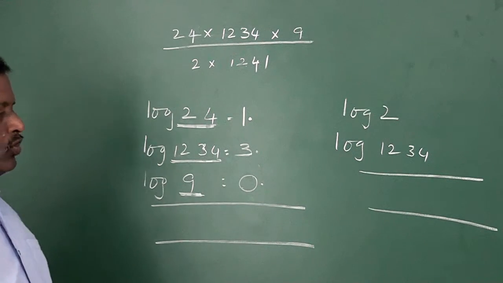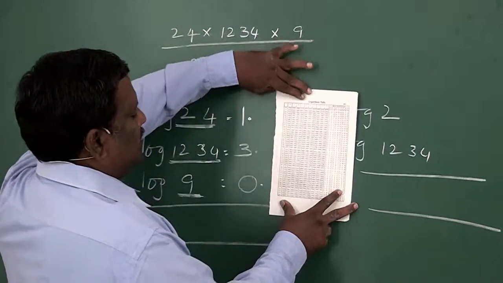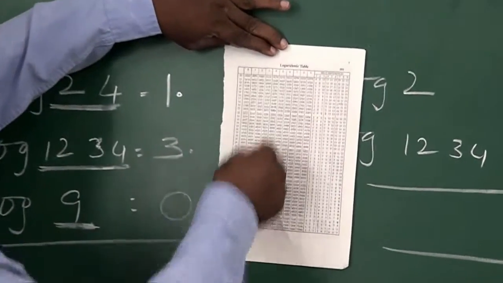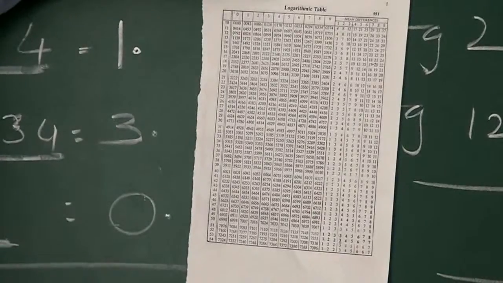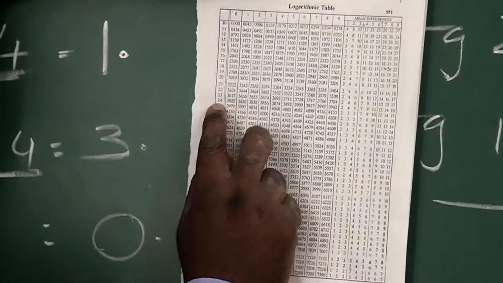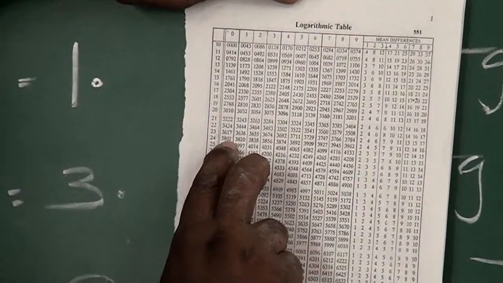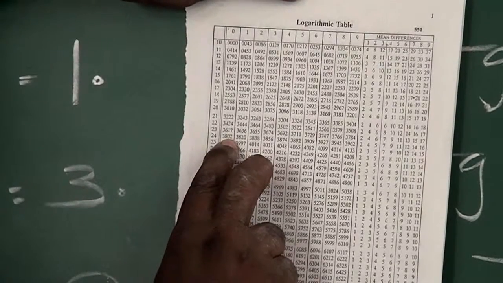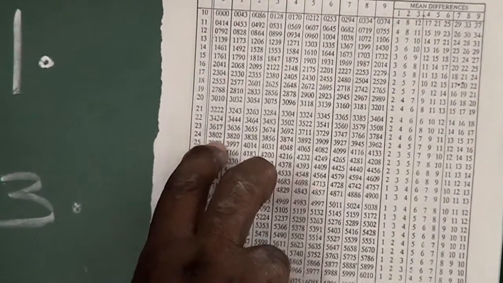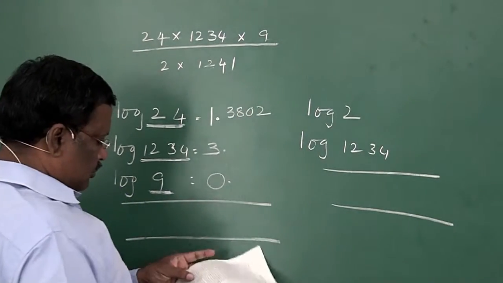So characteristic depends upon the number of digits present, and mantissa gives you the actual value of those digits. So for 24, here you have this logarithmic table. Here you have 10, 11, 12, 13, 14 and so on. Now what you have to do is take 24 against 0. 24 against 0, the number is 3802. So for 24, the log value is 3802.